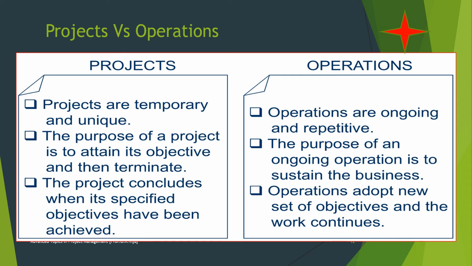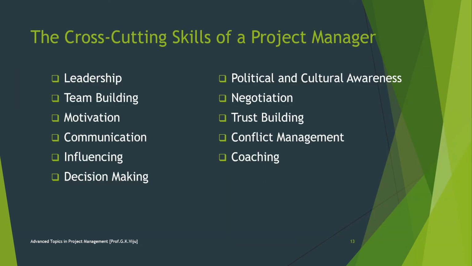Difference between projects and operations. Projects are temporary and unique, whereas operations are ongoing and repetitive. The purpose of a project is to attain its objective and then complete, that means terminate, close. But the purpose of an ongoing operation is to sustain the business for a long period of time. The project concludes when its specified objectives have been achieved, but operations adopt a new set of objectives and the work continues in the organization. Customer satisfaction.